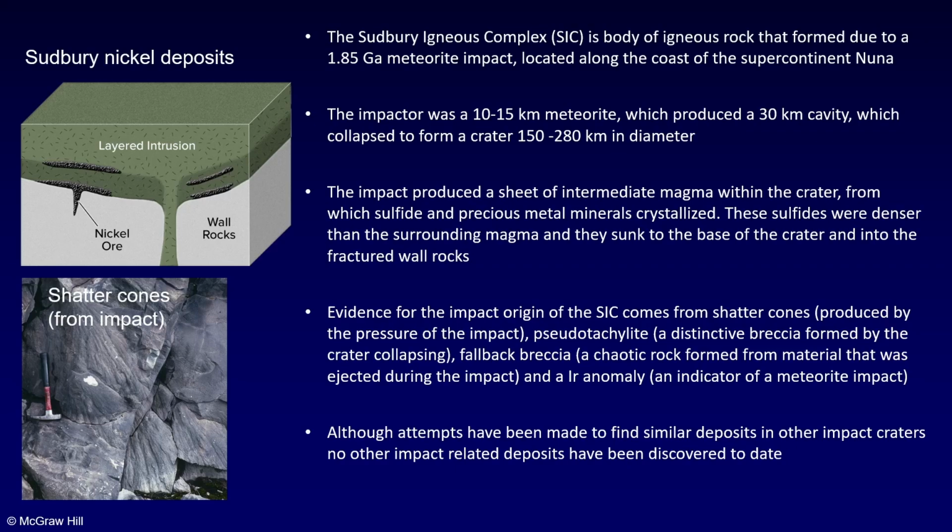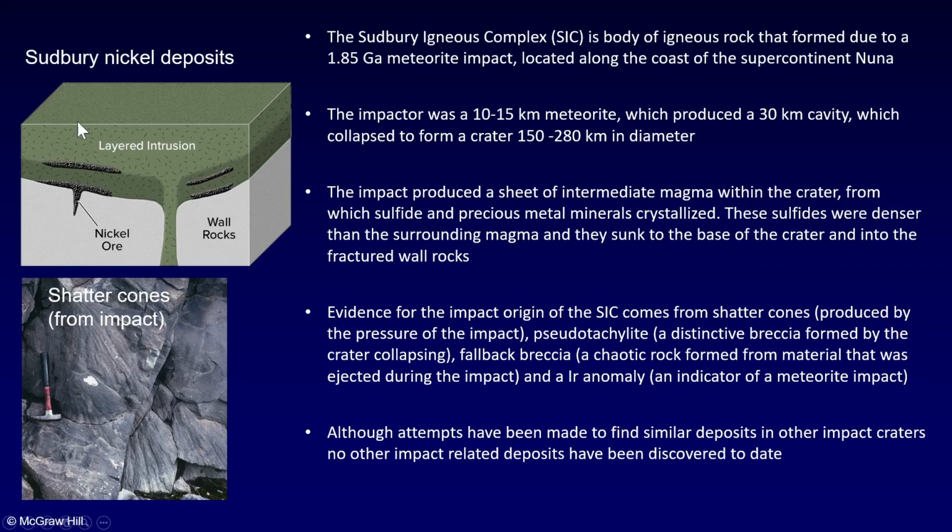So the impact itself obviously produced a crater, and within that crater there was a sheet of intermediate composition magma, which was produced by the melting of the rocks that got hit by the meteorite. So from this intermediate magma sheet, we see that sulfide and precious metal minerals began to crystallize. And these metals were denser than the surrounding magma, and so they began to sink to the bottom of the intrusion. So we've already heard this story before when we were talking about platinum deposits in the Bushveld.